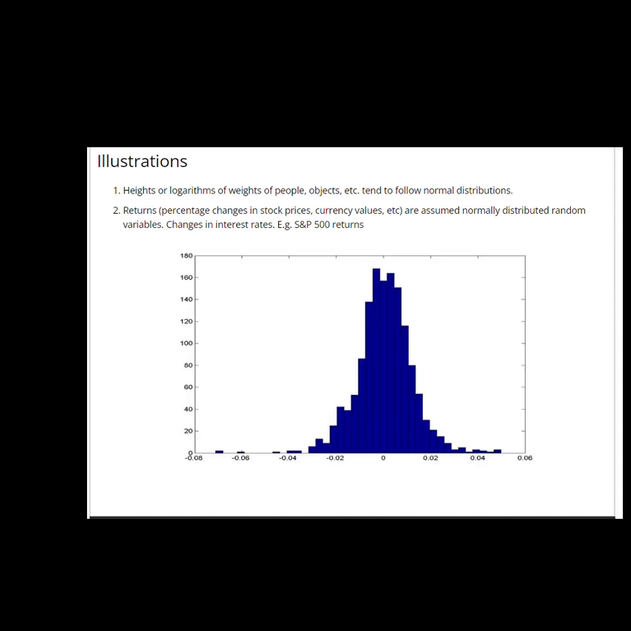In fact, in this histogram, you see the frequency histogram of changes in the Standard & Poor's 500 returns over an extensive period of time. And once again, you'll see a typical normally distributed shape. It's peaked in the middle, it goes down at either end, and it's roughly symmetric, although you will see some returns that are much more negative than you'd expect under the normal assumption.